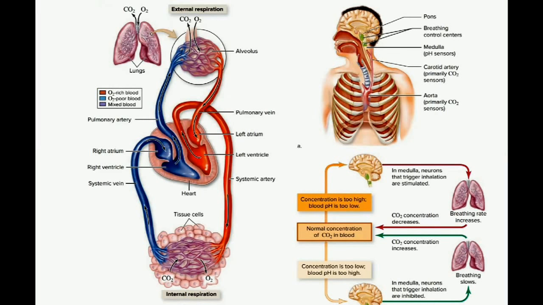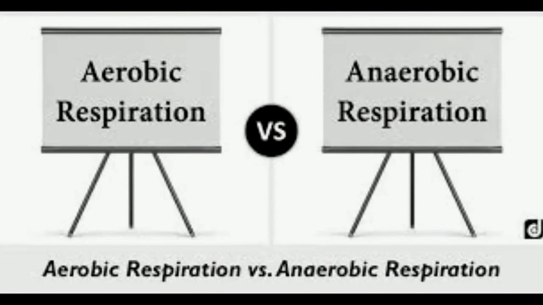So here is the overall process of respiration regulation by the medulla oblongata of the brain, which is the part that controls involuntary organs. So medulla oblongata controls all this involuntary action of the respiration. And that important organelle is mitochondria.